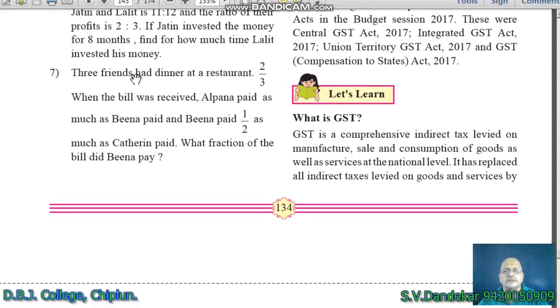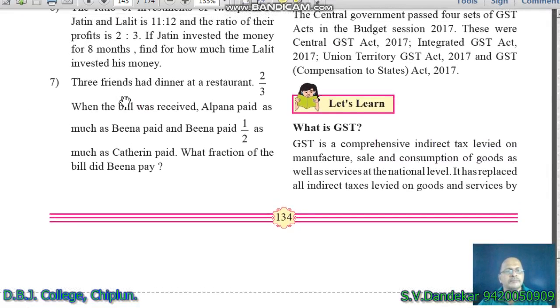I think there is a printing mistake in this seventh problem. Three friends had dinner at a restaurant. 2 by 3 is an unnecessary number typed here, I don't know why. When the bill was received, Alpana paid as much as Bina paid, and Bina paid half as much as Catherine paid. What fraction of the bill did Bina pay?